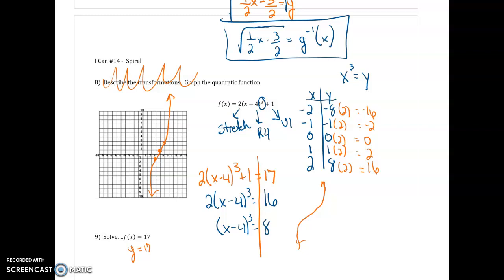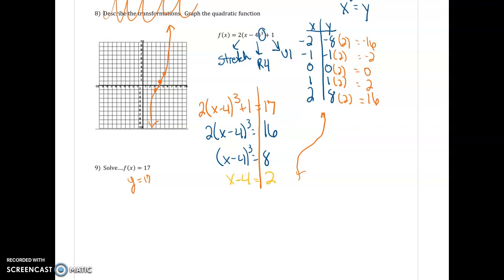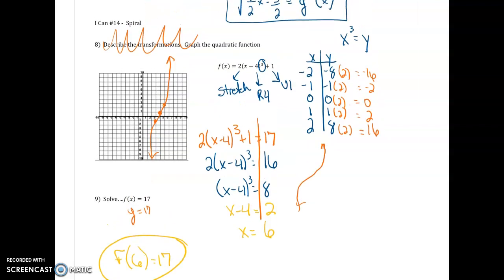And now to isolate x, I'm going to cube root both sides, which leaves me with x minus 4 on the left and 2 on the right. And then my last step to get x by itself is add 4, so my answer is 6. So if I want to write it technically the correct way, my function, if I make x become 6, is 17. And if I go to my graph, if I go over 6, is it possible that it could be 17 way up here? Absolutely. That's definitely a good possibility.